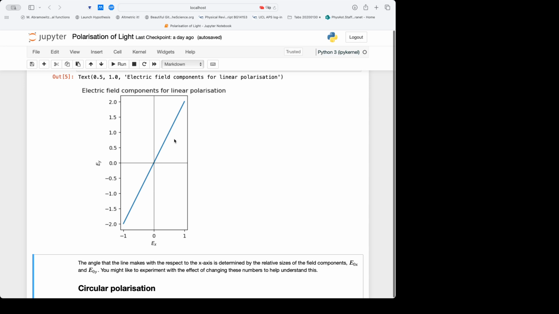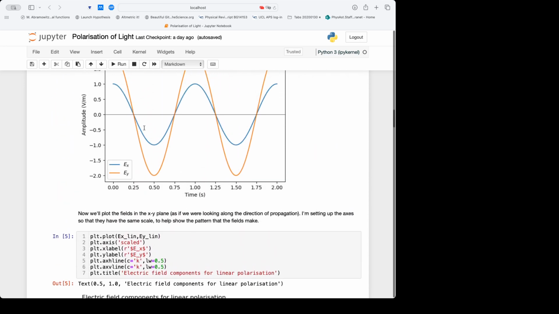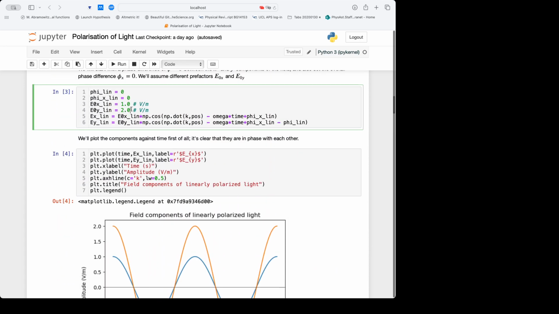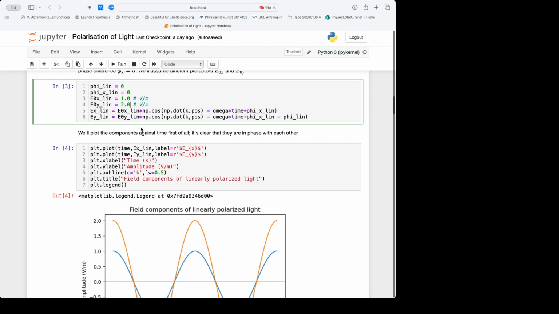we were to change the relative magnitudes, that would change the angle of this line with respect to the x or the y axis. So if the y component had 0 magnitude, then it would be an entirely horizontal line. If the x component had 0 magnitude, it would necessarily be a vertical line in this graph, and so on and so forth. You can change that by changing the values just up here. You can change them and rerun it if you want to.